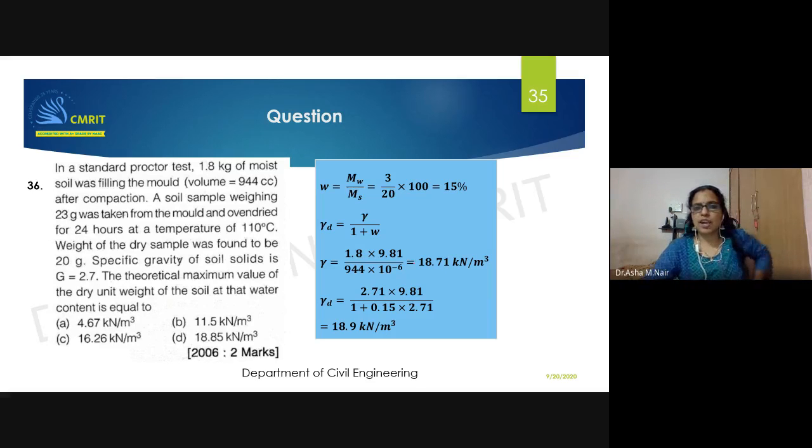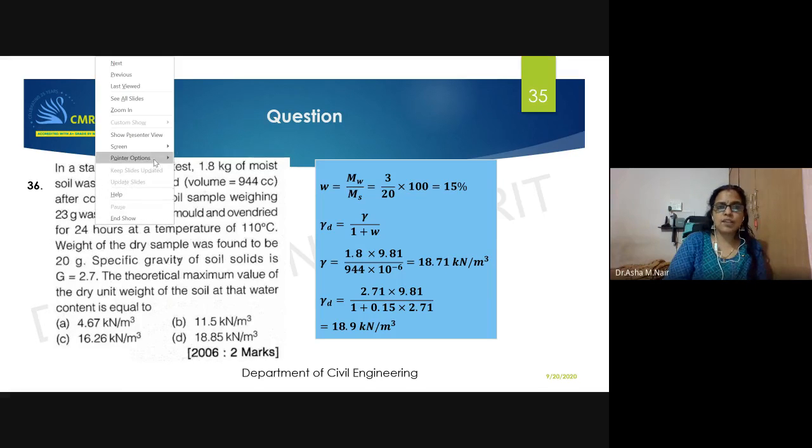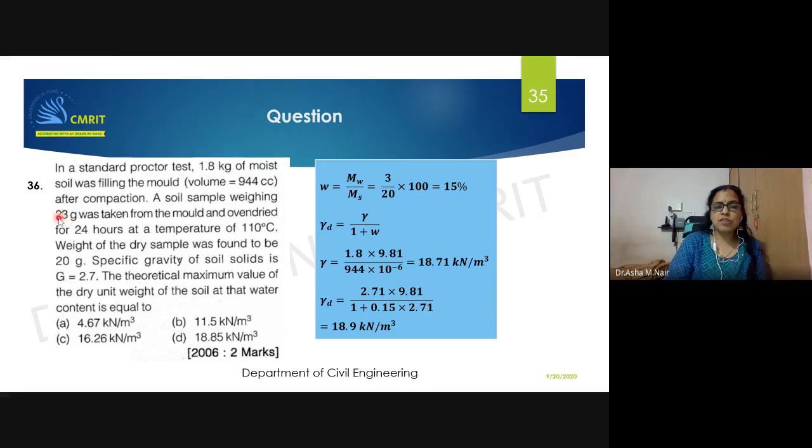So, what is water content? It is equal to mw by ms into 100. So, we will be getting this as 3 divided by 20. Why is it 3 divided by 20? Because the moist soil has a mass of 23, and when it is dried it becomes 20. So, it is 3 divided by 20 into 100, which is nothing but 15. Now, once you get this value as 15, what is the next thing?